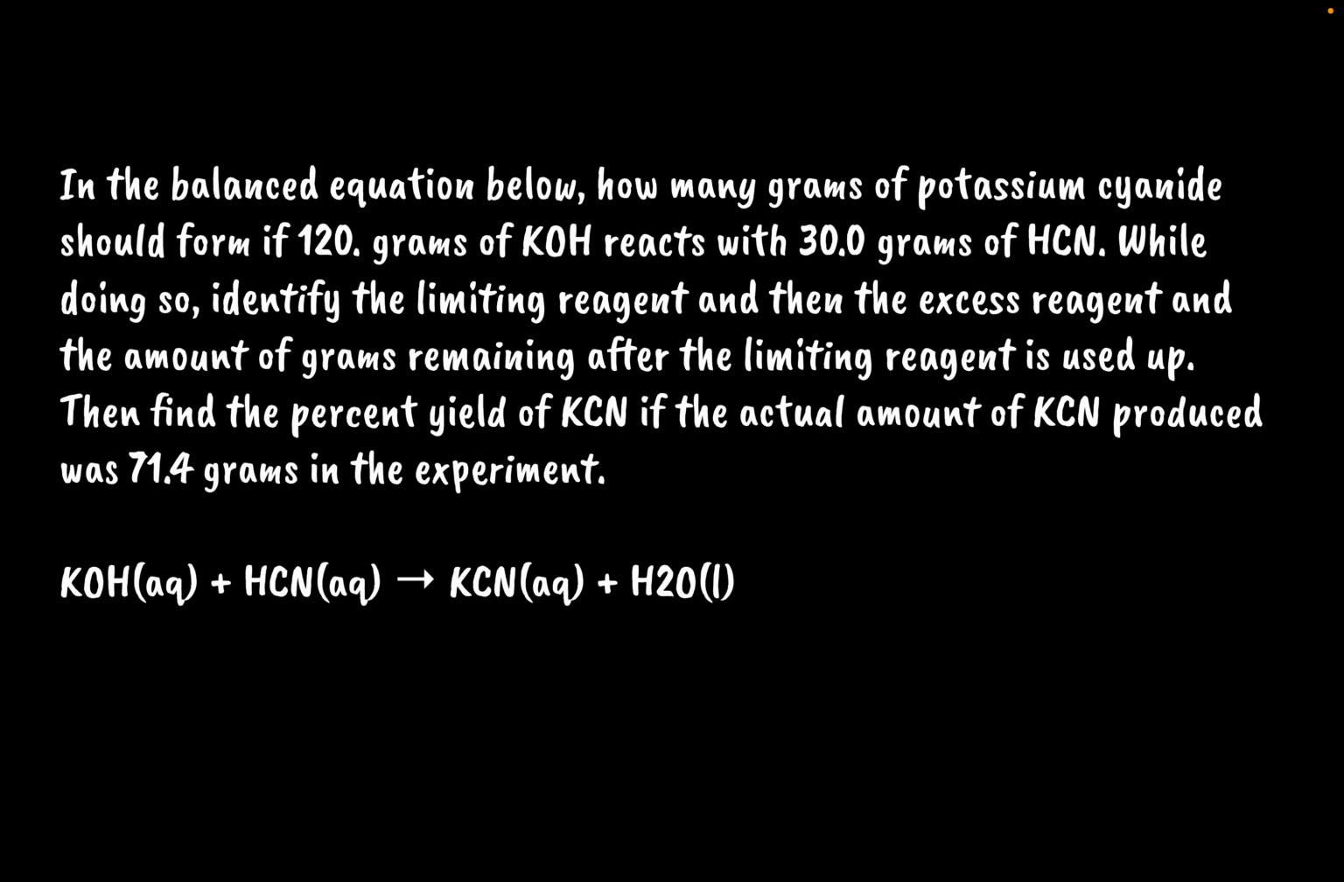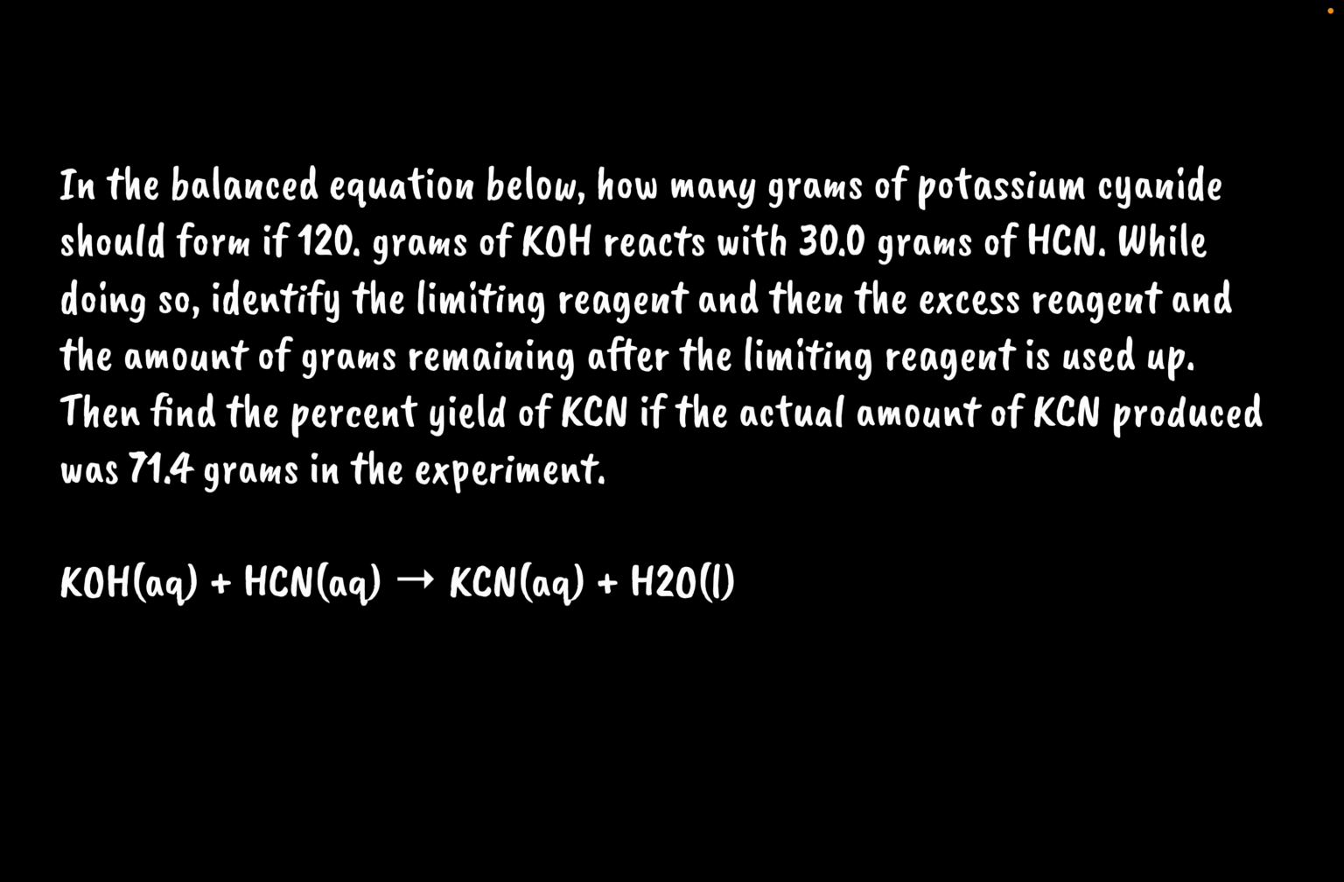In the balanced equation below, how many grams of potassium cyanide should form if 120 grams of KOH reacts with 30.0 grams of HCN? While doing so, identify the limiting reagent and then the excess reagent and the amount of grams remaining after the limiting reagent is used up. Then find the percent yield of KCN if the actual amount of KCN produced was 71.4 grams in the experiment.